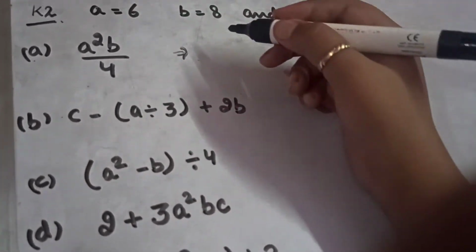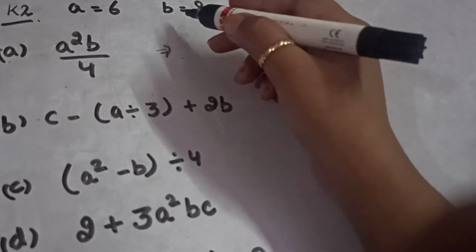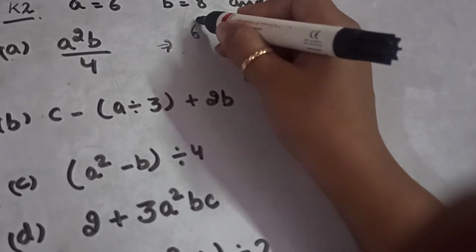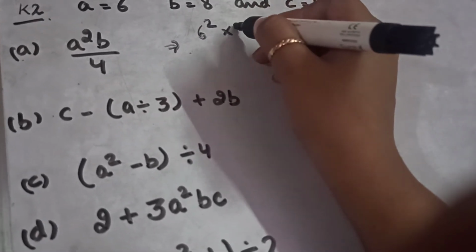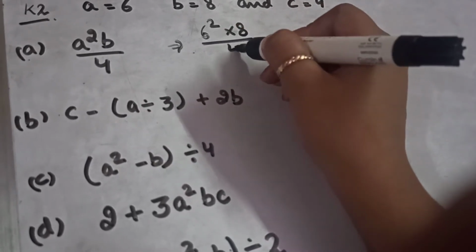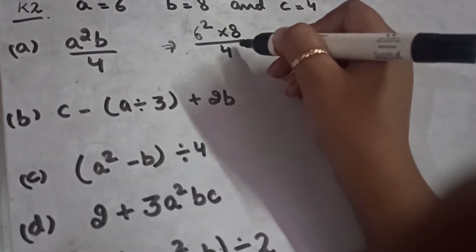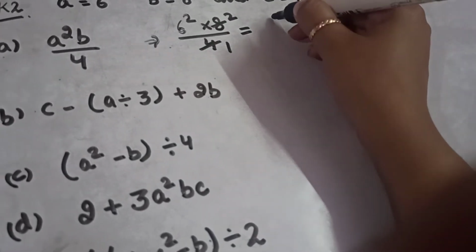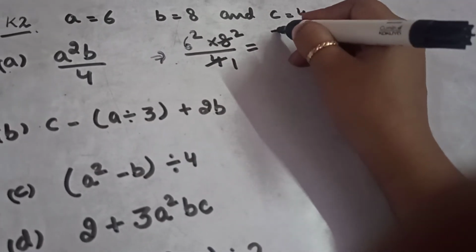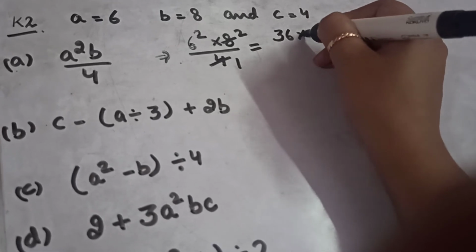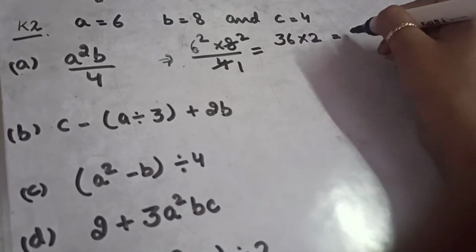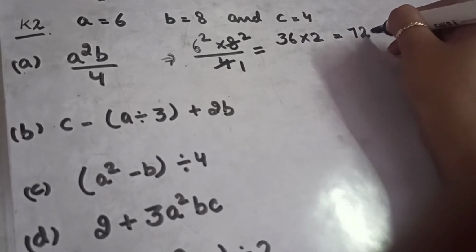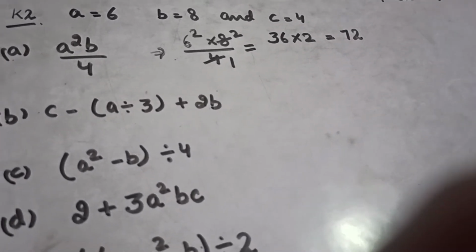So first is a square and b, means square of 6 multiplied with 8 divided by 4. Cut it, 4 1s are 4, 4 2s are 8. Now 6 square, 6 6s are 36, multiplied with 2, and your answer is 72.